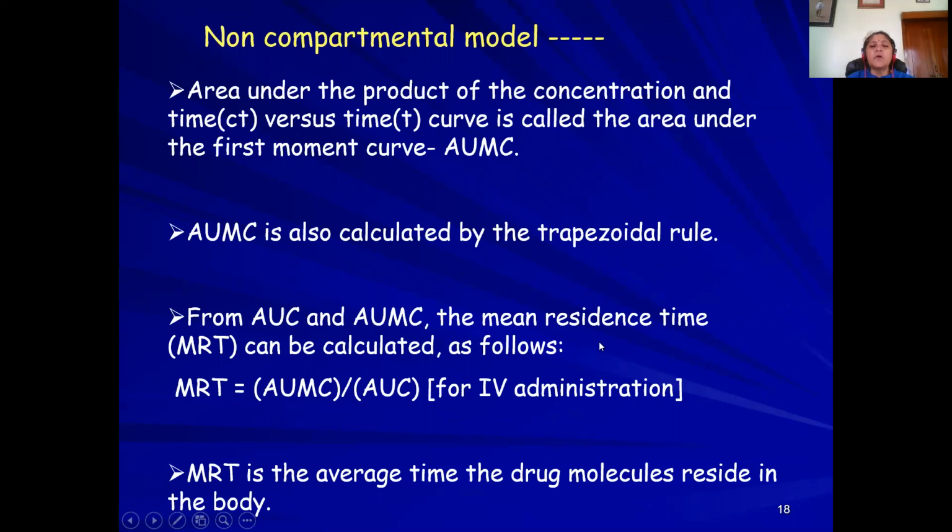Area under the product of concentration and time, that is Ct versus T, that curve is called the area under the first moment curve, that is AUMC. AUMC is also calculated by the trapezoidal rule. From AUC and AUMC, the mean residence time MRT can be calculated as follows. That is, MRT is equal to AUMC divided by AUC for IV administration. MRT is the average time the drug molecules reside in the body.